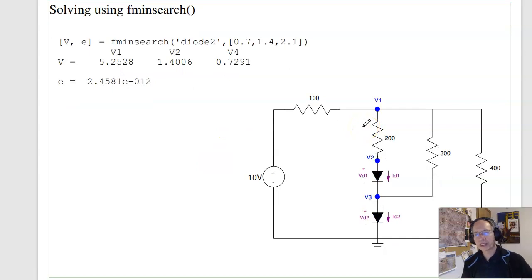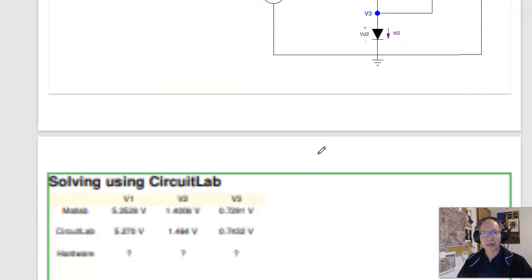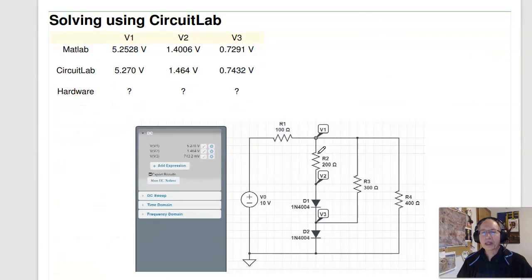That's how to solve 3 equations, 3 unknowns when they're nonlinear. fmin search is actually really useful. It can solve a lot of problems. Another way to solve it.